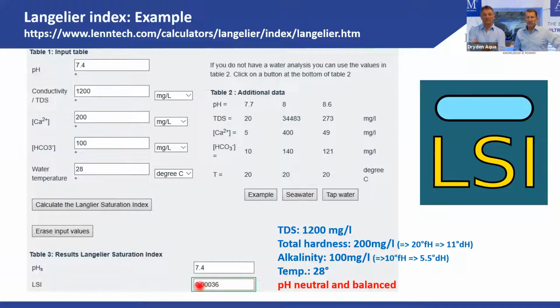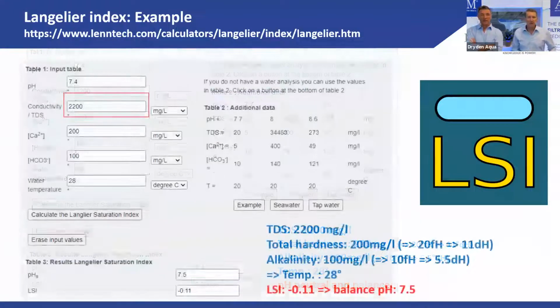So it tells you the LSI, which means you are perfectly neutral and balanced. And it also gives you an indication of what your pH should be to be in balance. And because we are in balance here, it's the same, 7.4. Exactly. So if we take another example here.